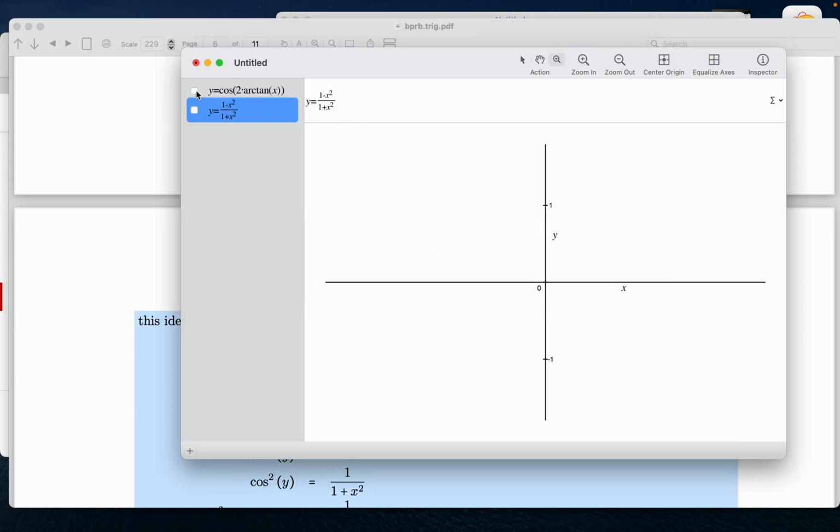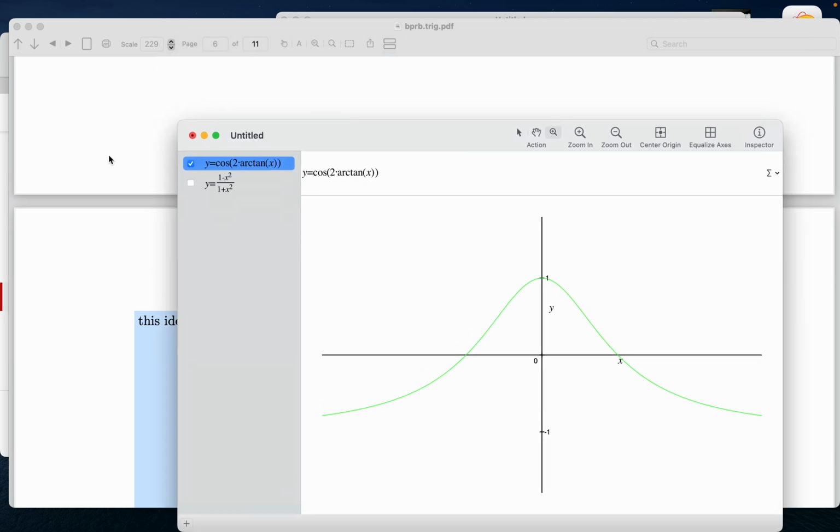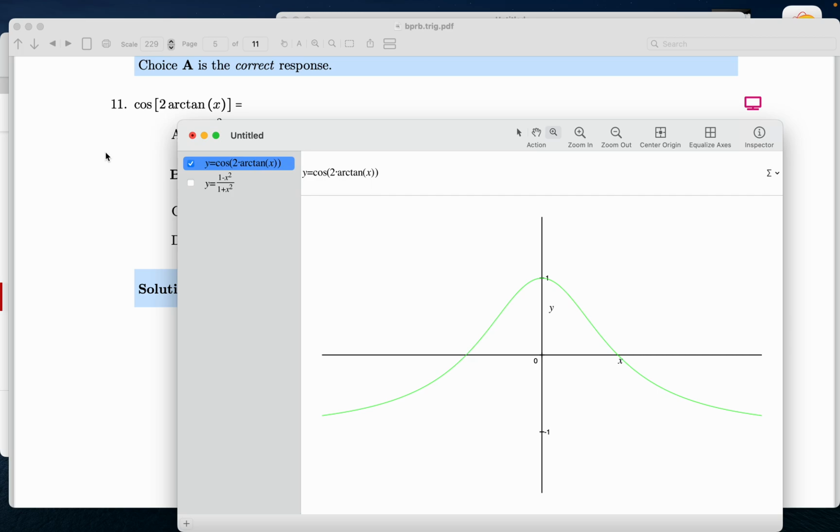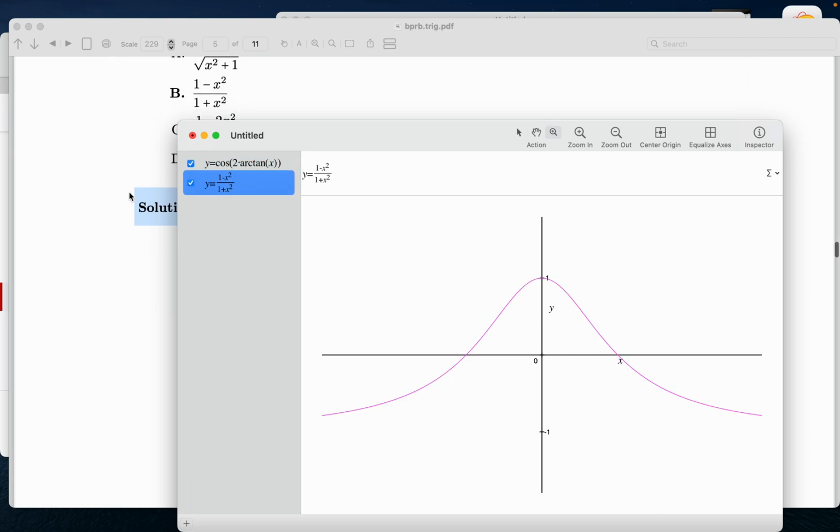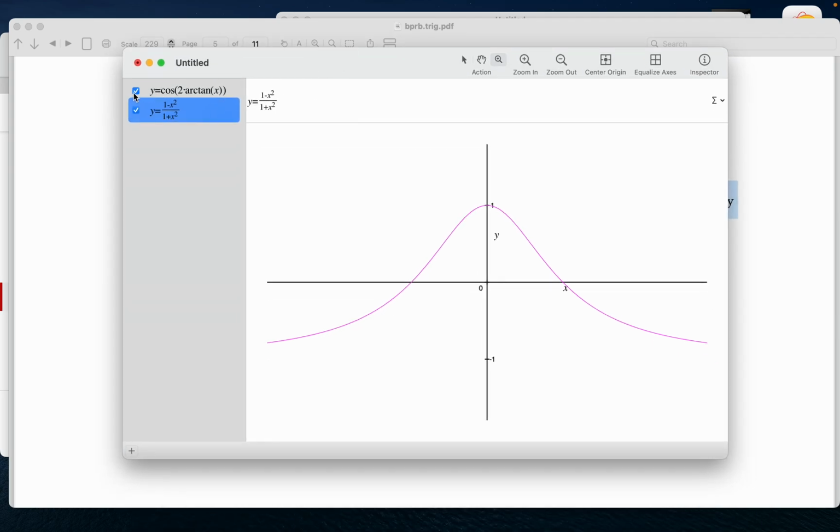So I'm graphing both, y equals the original function, which is cosine of twice the arctan of x, and that rational that we said it's equal to. Let me just scroll to that. That rational is (1 minus x squared) over (1 plus x squared). What do you notice about it? When I click back and forth between the two, it appears to be the same exact graph, right? You can't tell the difference between the two.